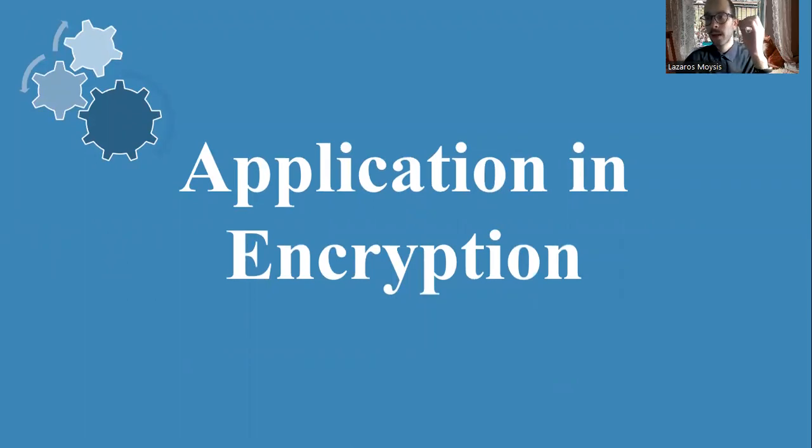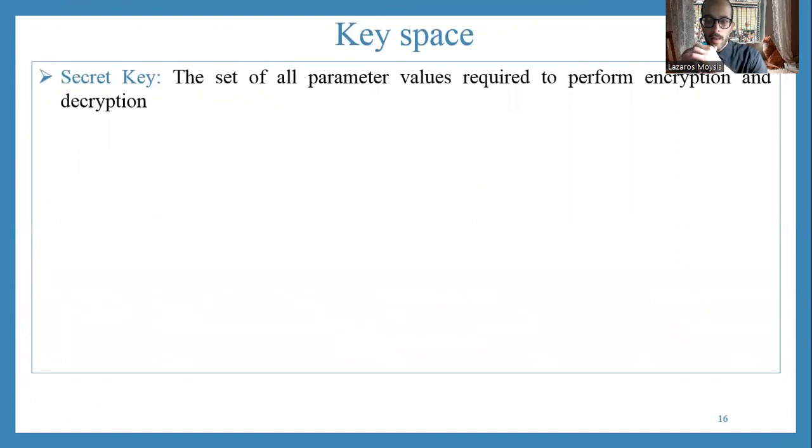Let me explain this. The whole idea is how we can improve the key space in an encryption design. In chaotic encryption, we use the secret key, which corresponds to the set of all parameter values for a chaotic system that are required to perform encryption and decryption. This is called the secret key. For example, I use specific initial conditions and specific parameter values for a chaotic system, I perform my encryption, and then at the receiver end, they need to replicate this chaotic system, so they need to have knowledge of this secret key, the parameter values and the initial conditions.